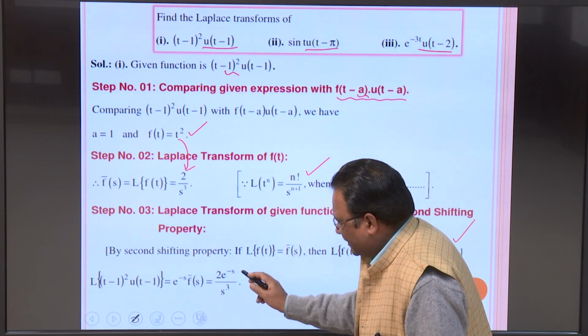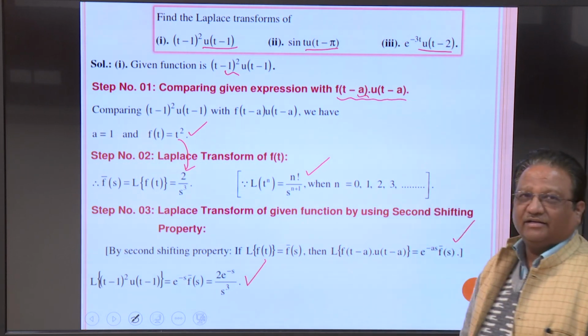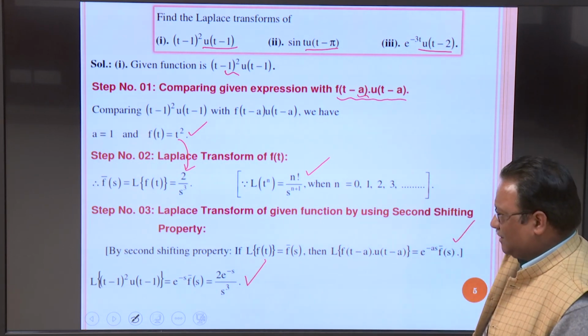So 2 over s cube e raised to power minus s. This one is the answer of this problem. Okay, Laplace transform of this result is this.